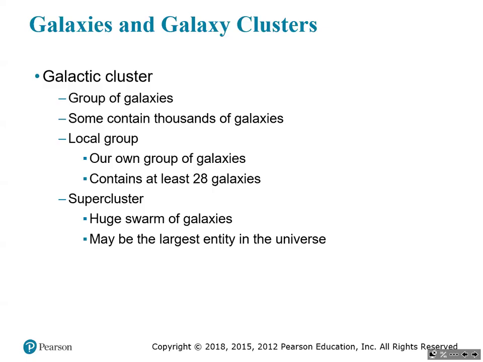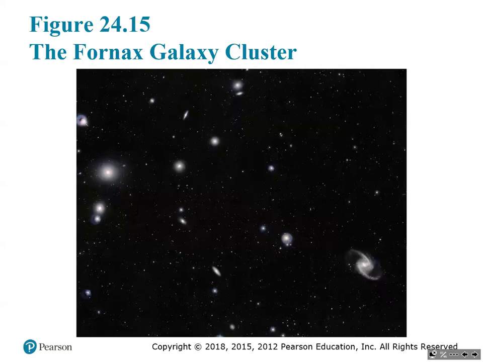And you can have clusters of clusters, which are superclusters. These are huge swarms of galaxies. And this is pretty much the largest structures we see in the universe. And we see clusters of galaxies sort of in long chains. But here's the Fornax galaxy cluster, a number of elliptical galaxies, and here's a spiral galaxy. Our local group has 3 big galaxies in it: the Milky Way, the Andromeda Galaxy, and M33.